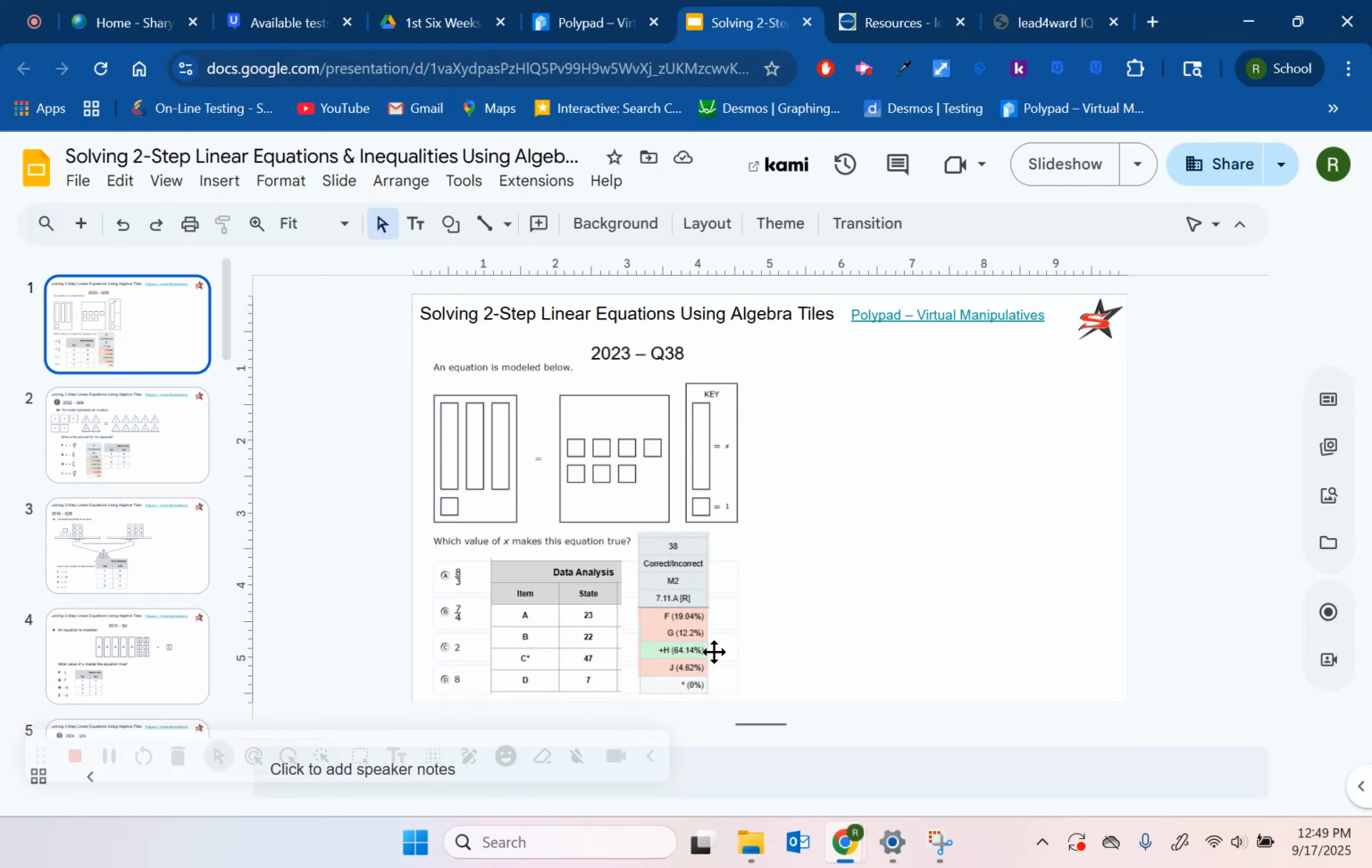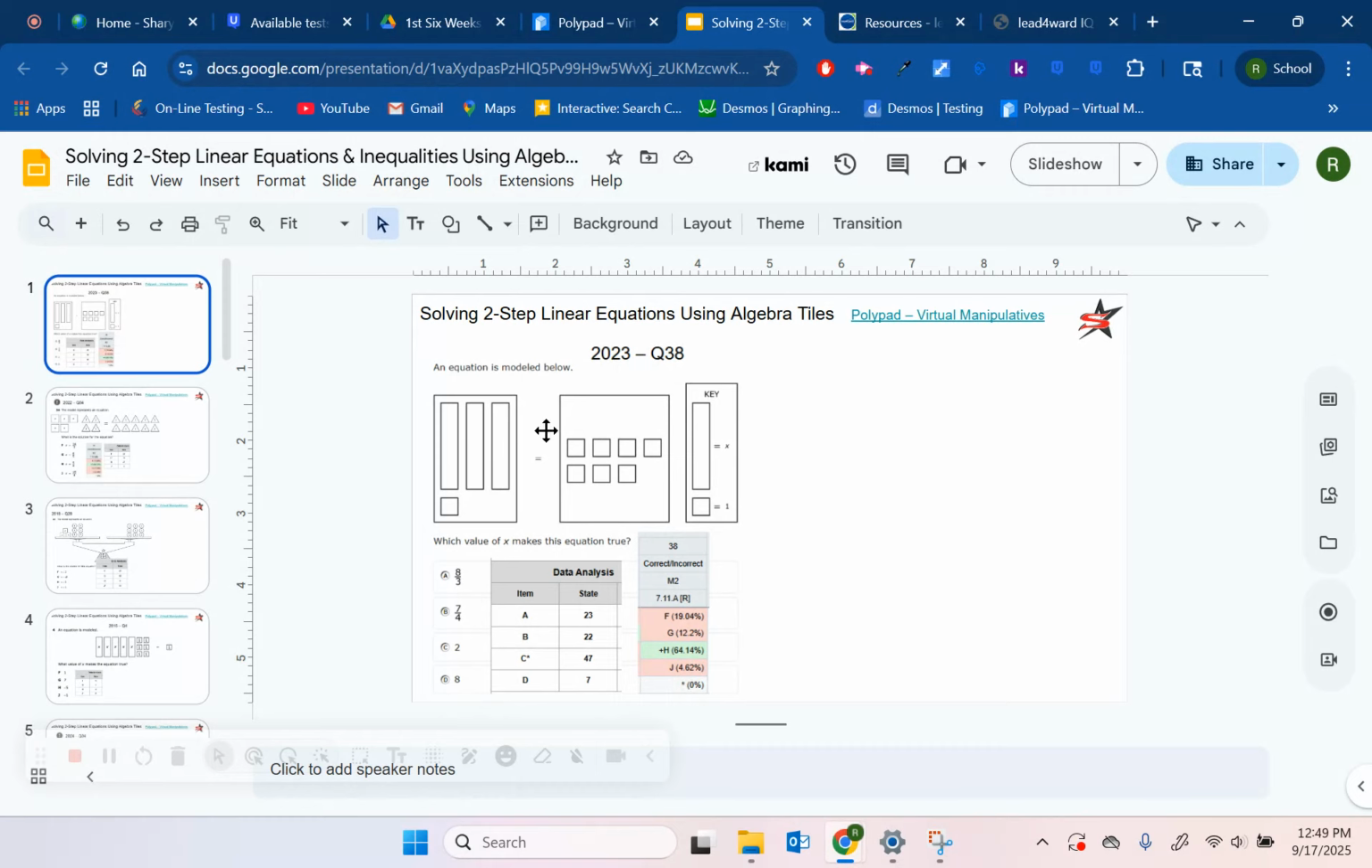6 out of 10 of our kids got the right answer, or 64 out of 100 of our kids got the right answer. I think we can do better than that, and I'll show you how. If we introduce the tiles to our students, we're going to ace anything that is this standard, which is 7.11.8, by the way. But I don't want to go into standards here. Let's get to the math.